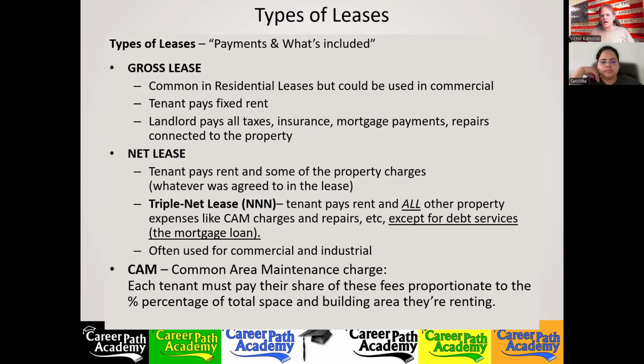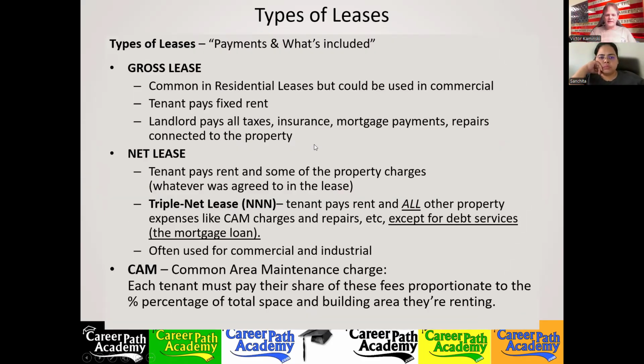Those costs common to take care of the common area elements are referred to as CAM charges. CAM is the common area maintenance charge. Every tenant has to pay their proportionate share of it. Like I just said, I gave you an example. I'm renting 5% of the area of the building, so I'm responsible for 5% of all those common maintenance charges.